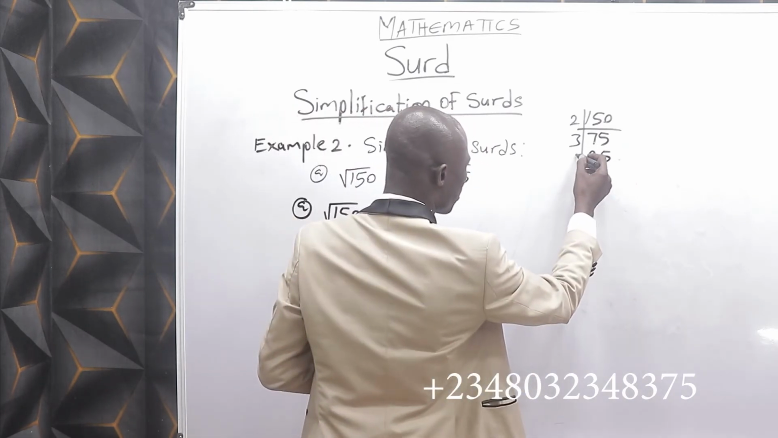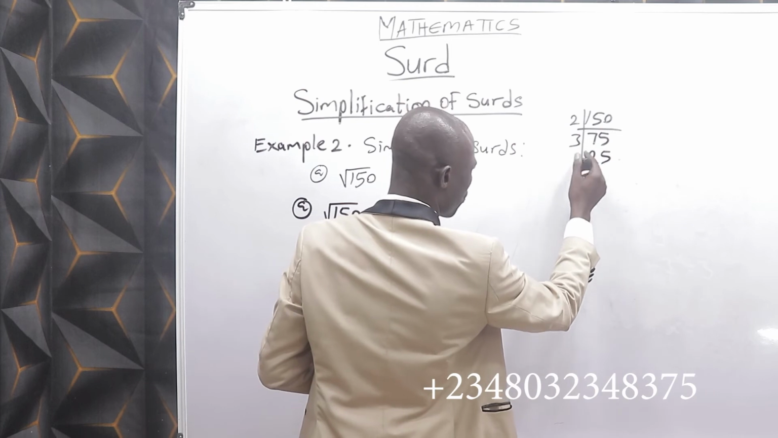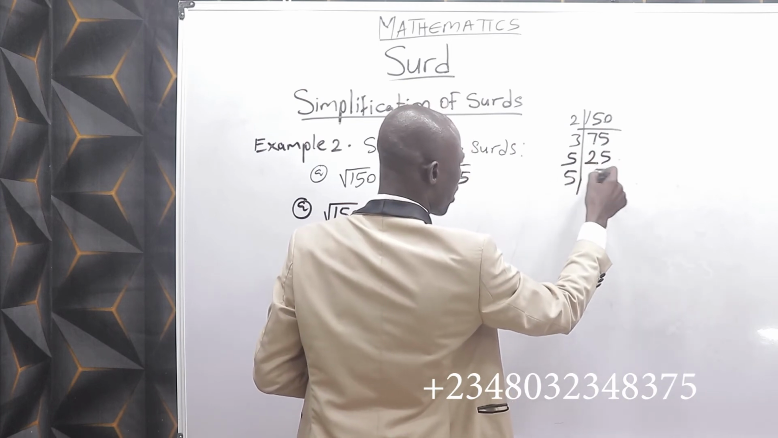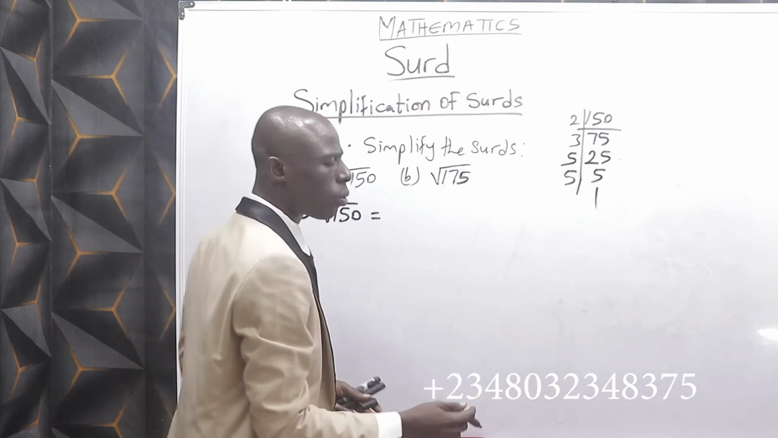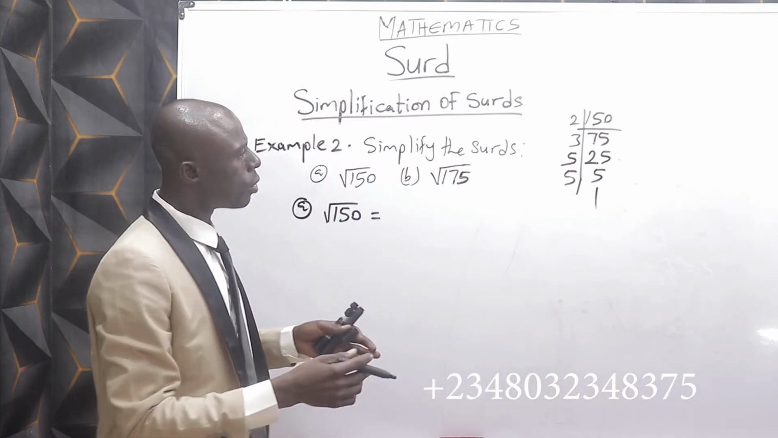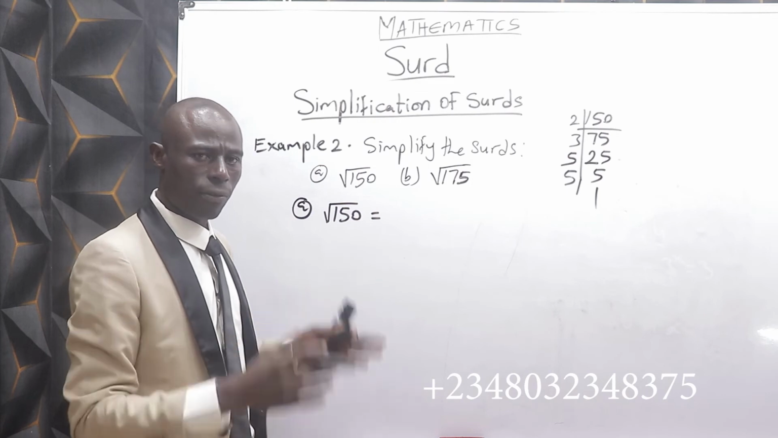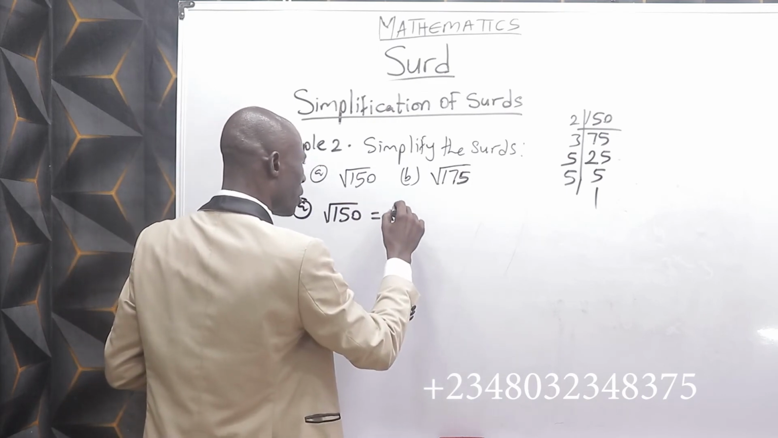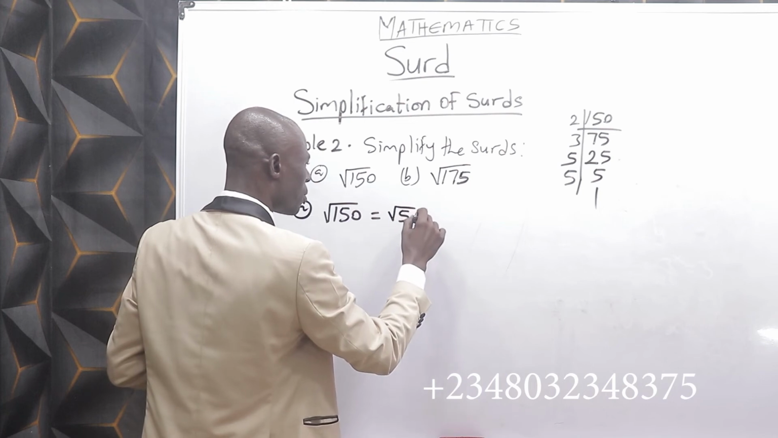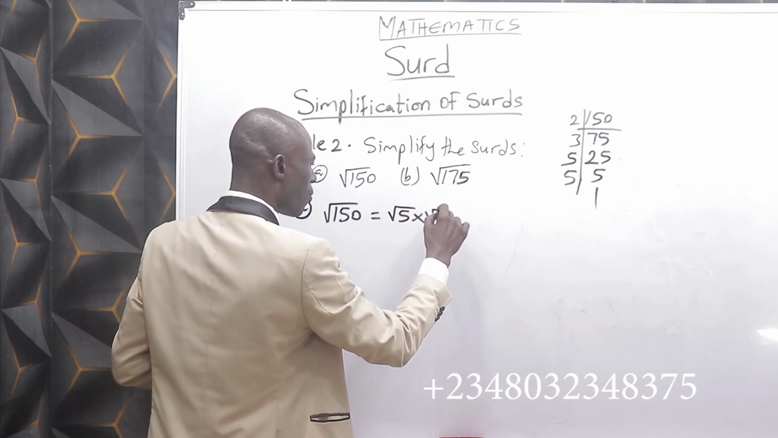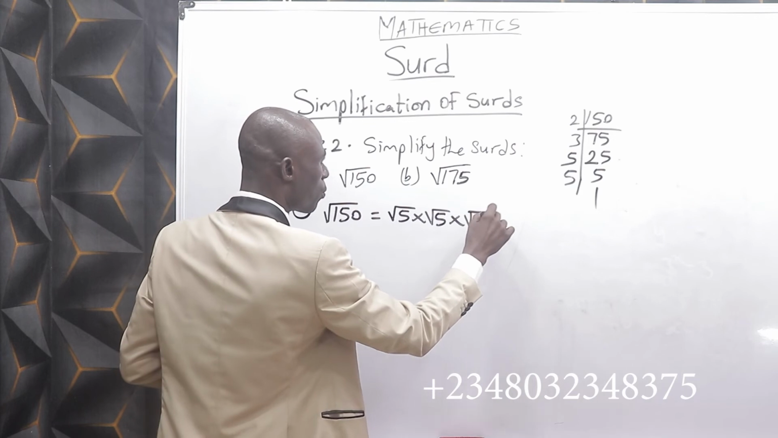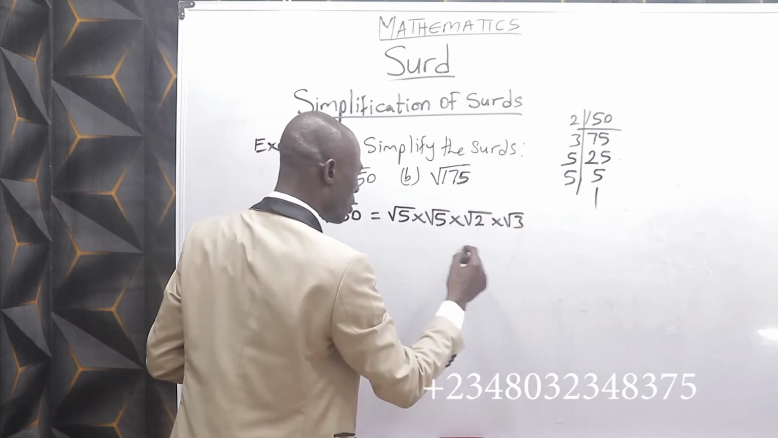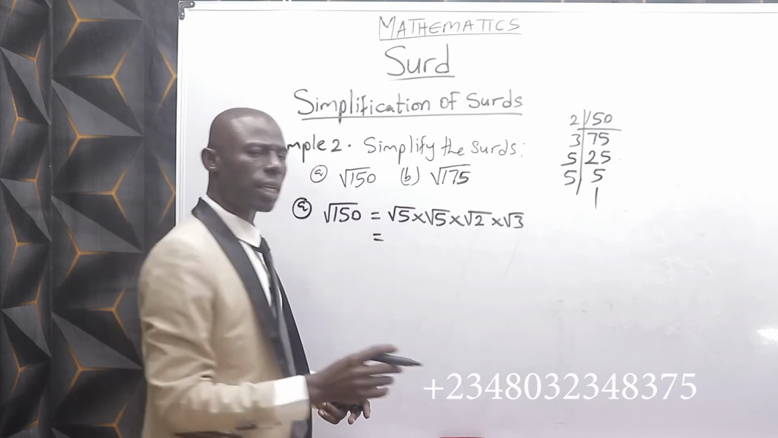So you can see, 5 goes in 25, 5 times. 5 goes in 5 one time. So you have broken 150 into 2, 3, 5, 5. So you can write square root of 5 times square root of 5 times square root of 2 times square root of 3, as, see, in surd.